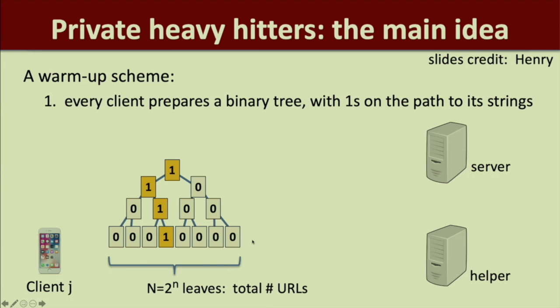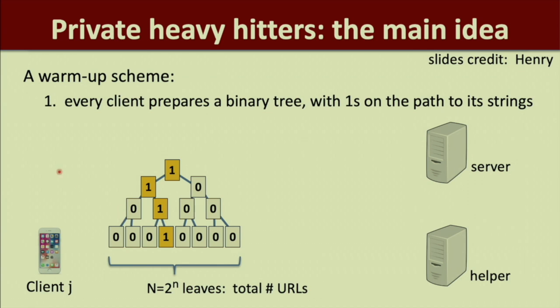So we have a tree where all possible URLs are leaves of this tree, and then the user wants to share a particular URL, which is, say, the user's homepage. So what they'll do is they'll find the leaf in this tree that corresponds to their homepage, and basically they'll set the path to that leaf to be all ones. All right? So that's the tree that the user is going to prepare for the data item that the user is going to contribute.